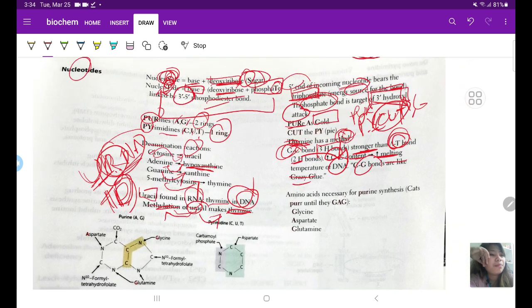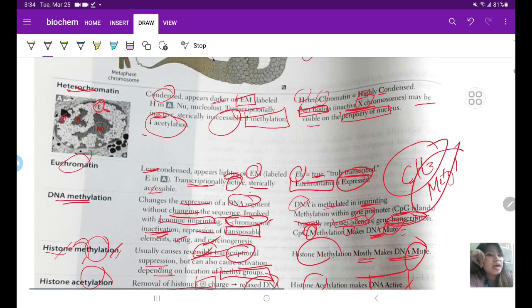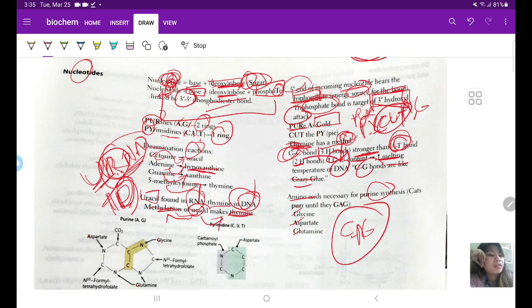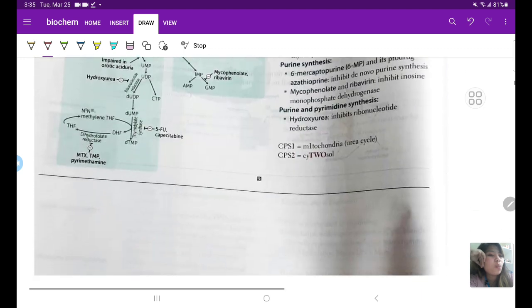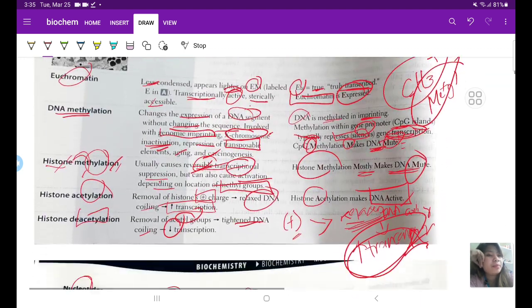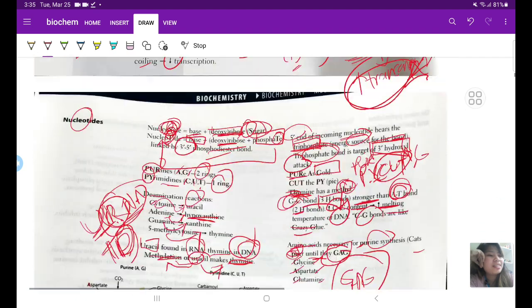And then, the amino acids necessary for purine synthesis are glycine, aspartate, and glutamine. There's a mnemonic here: cats purr, meaning purine, purr until they gag, like vomit. So, GAG means glycine, aspartate, and glutamine. Wow, I'm really learning. This is so effective.